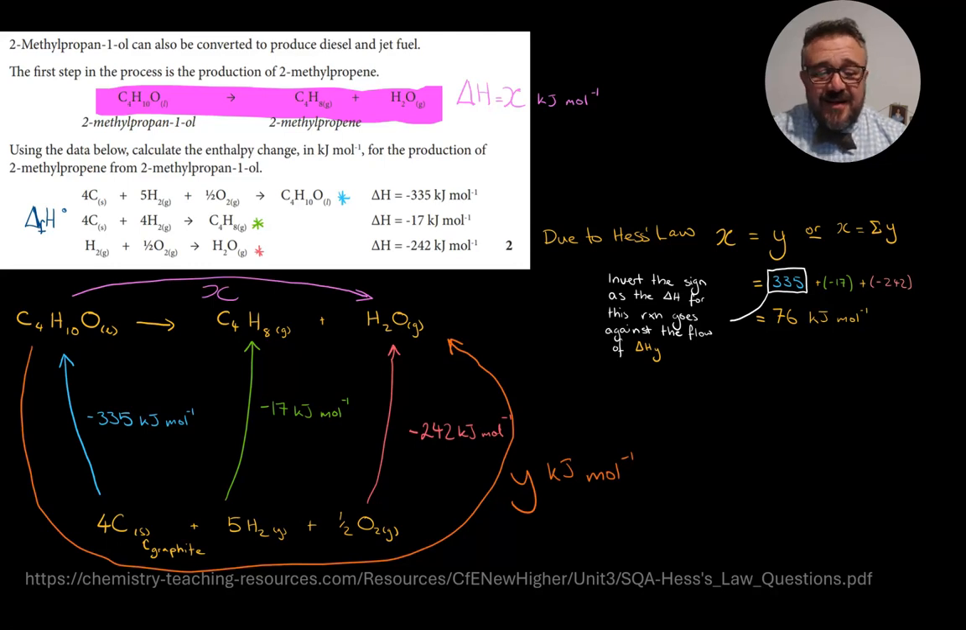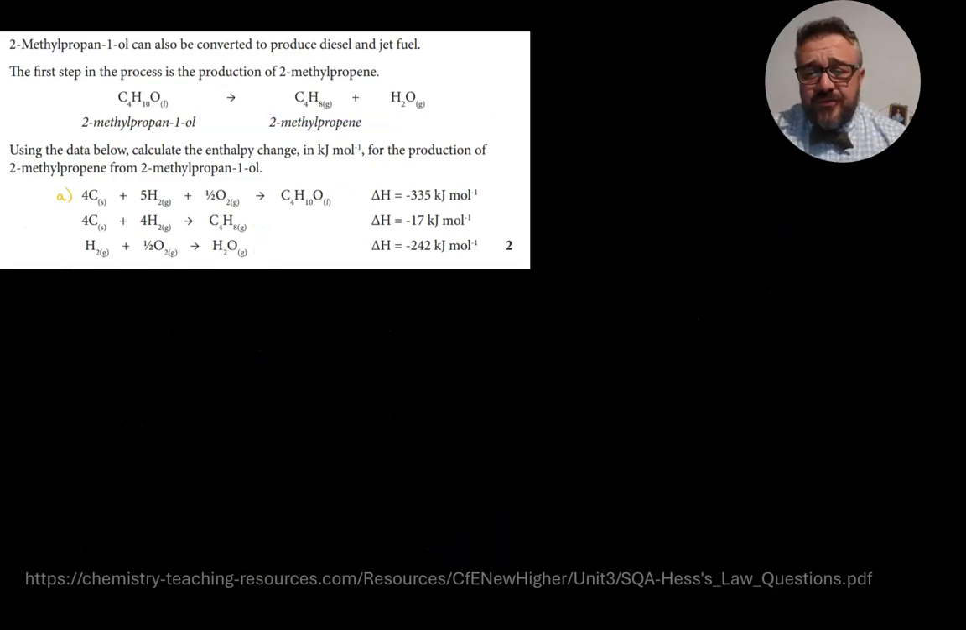That's it. 76 kilojoules per mole. That is the enthalpy of this reaction right here. Endothermic reaction, exothermic if it's negative, endothermic reaction, done. First cycle complete. Let's have a look at how we would do this as equations.